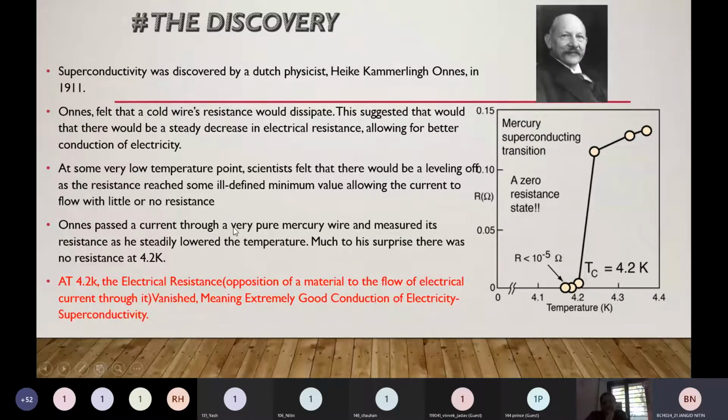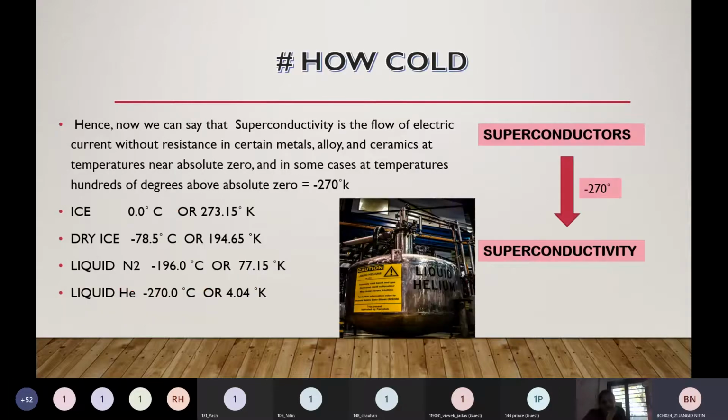Onnes passed a current through a very pure mercury wire and measured its resistance as he steadily lowered the temperature. Much to his surprise, there was no resistance at 4.2 K. The resistance was zero at 4.2 K when he was performing the experiment. So, coming forward, how cold should the temperature be for a material to become a superconductor?